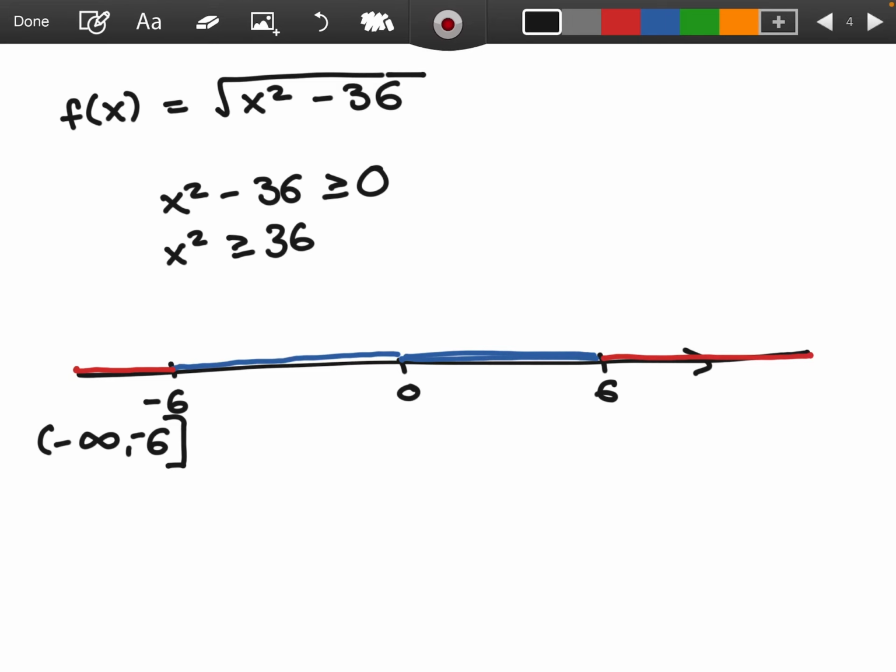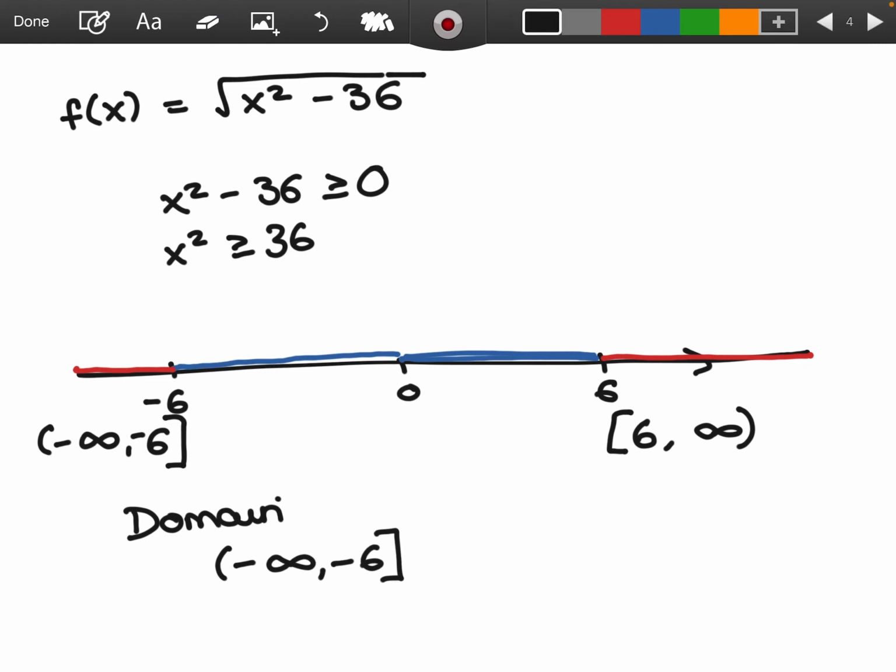Because negative 6 is included and this inequality is true at that point, I put square brackets around it. And again, including 6, starting at 6, all the way up to infinity, this inequality holds true. So the domain for this particular function is negative infinity up to negative 6, including negative 6, union 6 up to infinity.